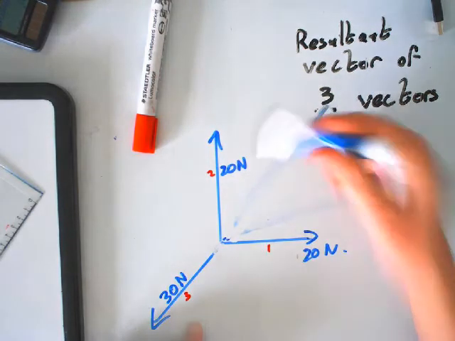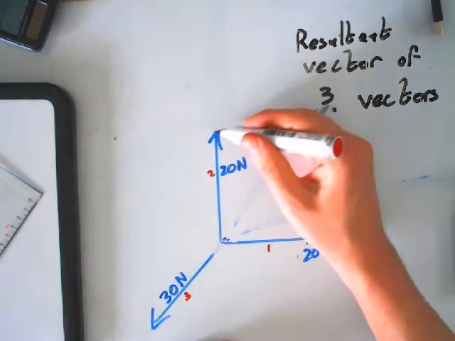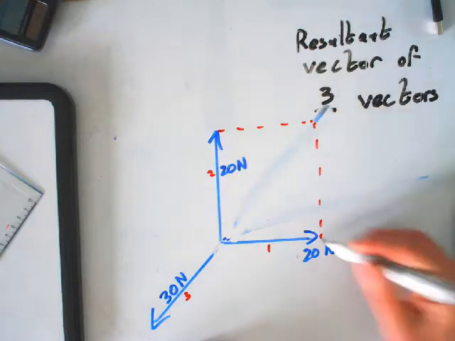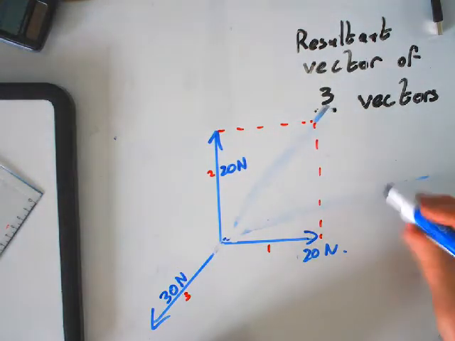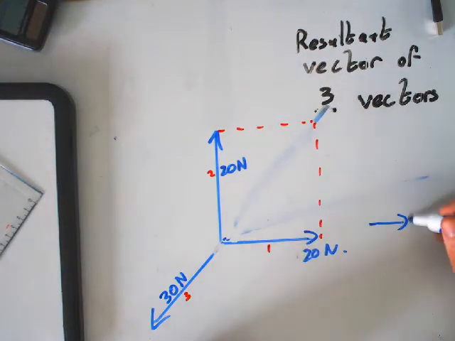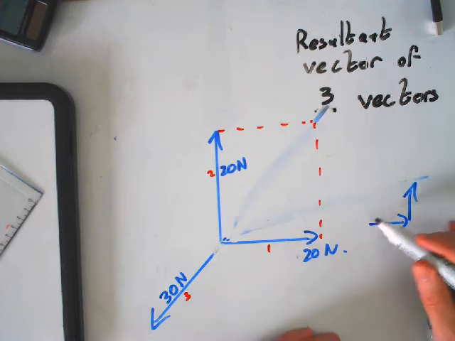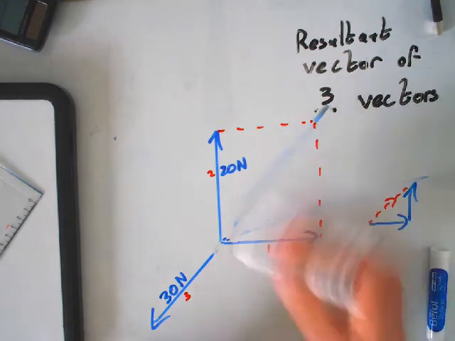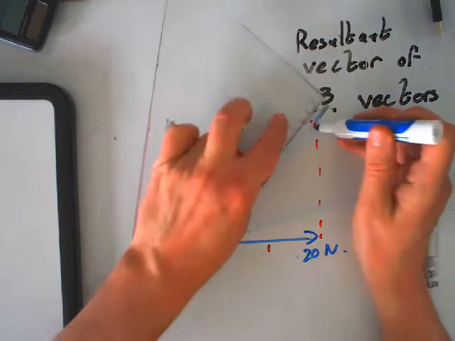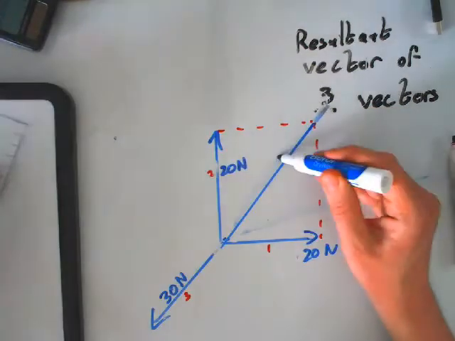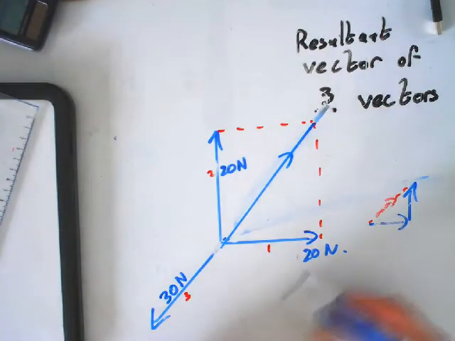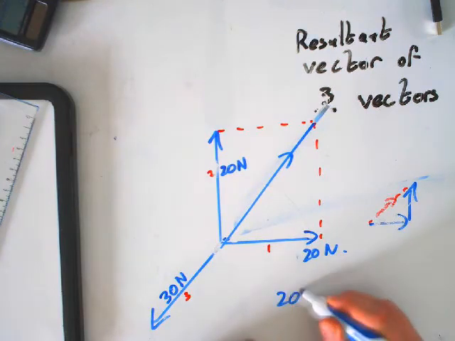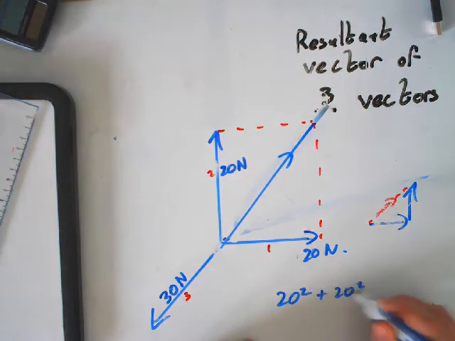So first off, let's find out the resultant force of these two. It's going to be the diagonal of a parallelogram created by these two here. Or, like we said earlier, you could move this vector over like that, and the resultant is the one that joins them. These are just two variations of the same thing. So we're looking for this line here. Let's use Pythagoras' theorem. It's going to be 20 squared plus 20 squared.